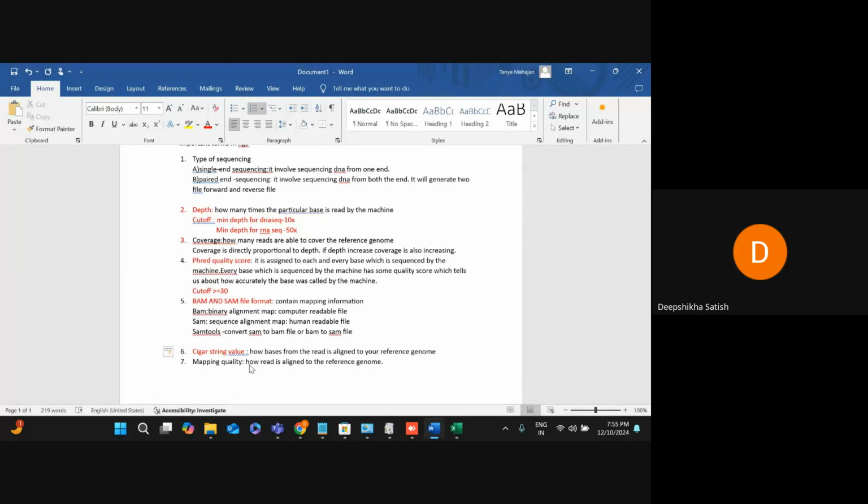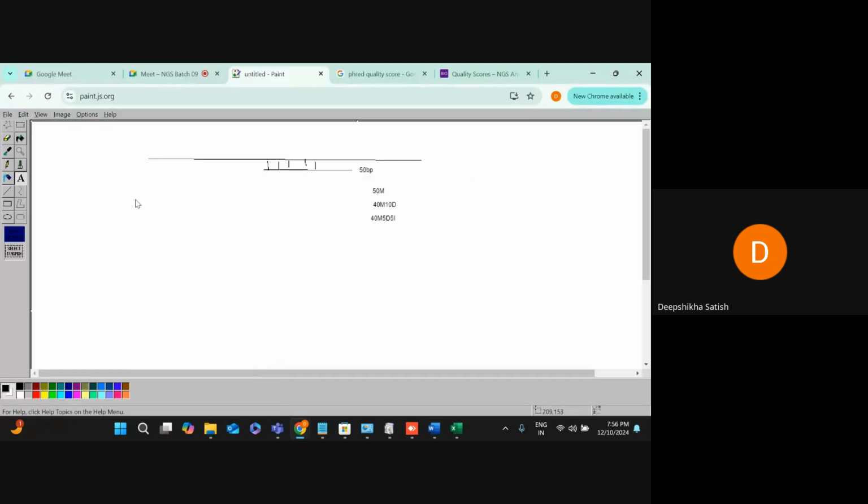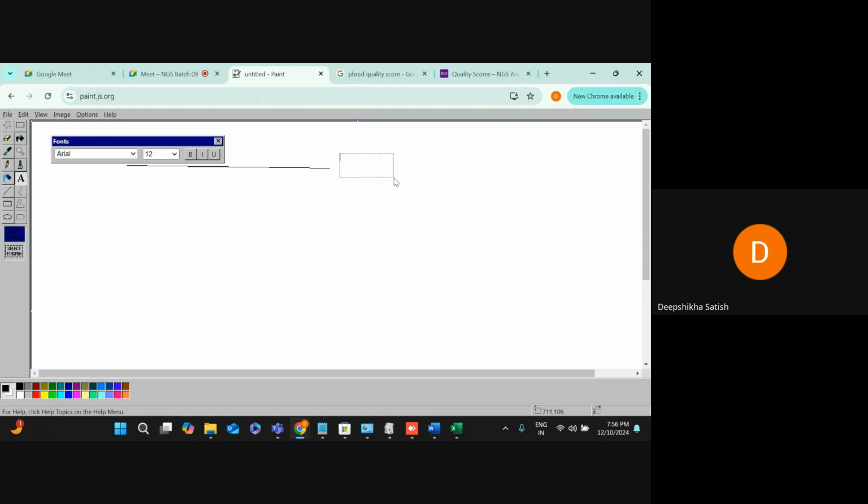So what is mapping quality? It is how the read is aligned to your reference genome. That is what the mapping quality is. So this is your reference genome. There are some reads which are matching on this reference genome.